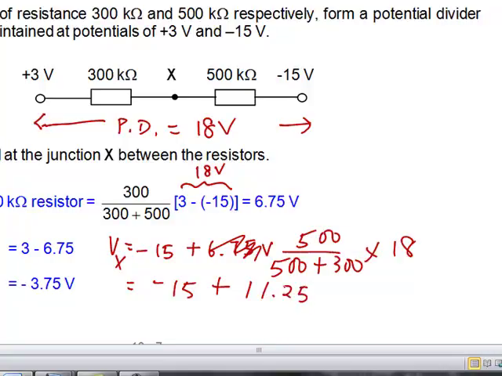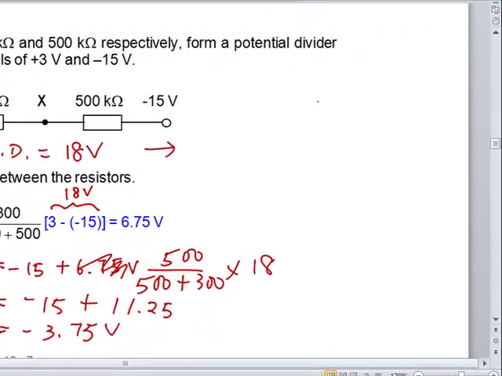11.25, and that gives you the same value of minus 3.75 volt. Okay, so that's another way of calculating from the bottom or from the top. So essentially, if I can draw a vertical line here, this is 3 volt, it goes down to 0 volt, this is minus 15.